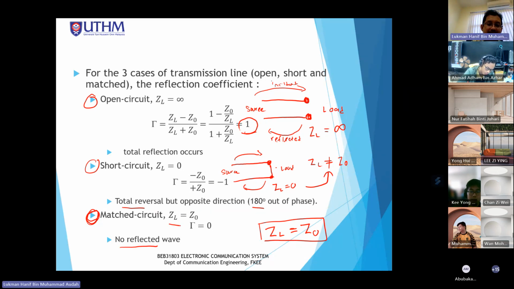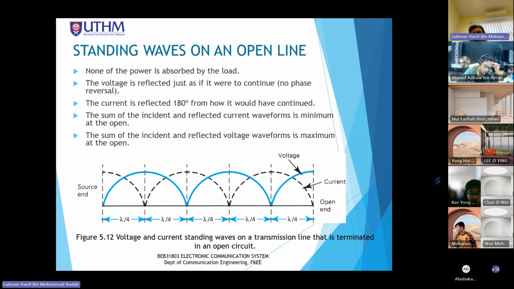Only in the matched circuit is there no reflection. In a matched circuit, all of the incident wave will be absorbed by the load. If you ask me, the matched circuit is the ideal case. This is what we actually want. We want all the incident wave to be absorbed by the load, because reflection is actually losses, and ideally we don't want losses. So this is the standing wave.